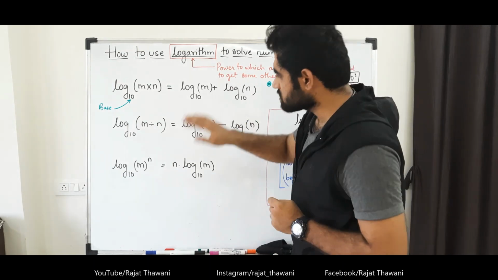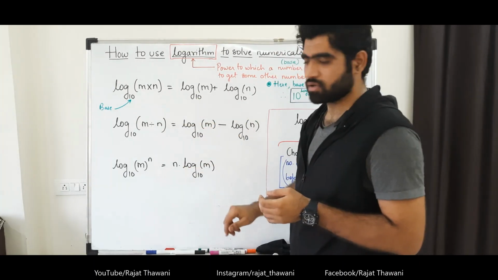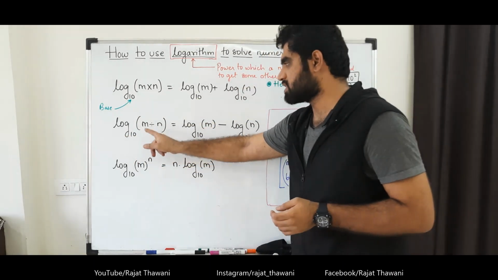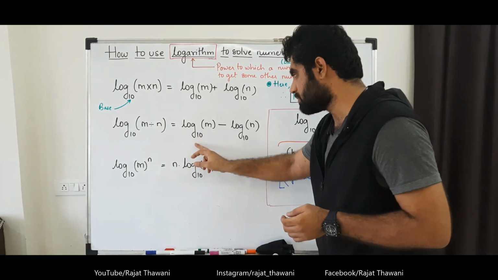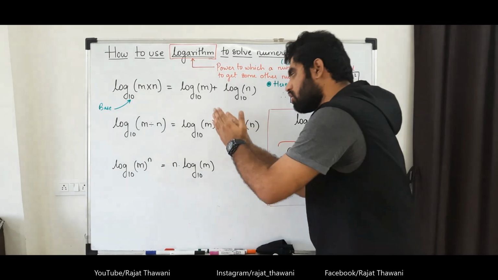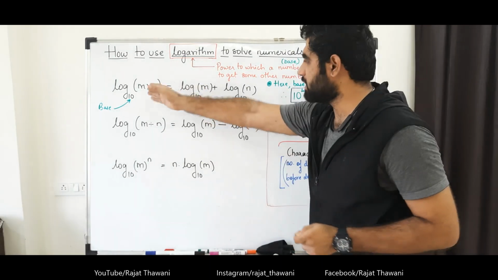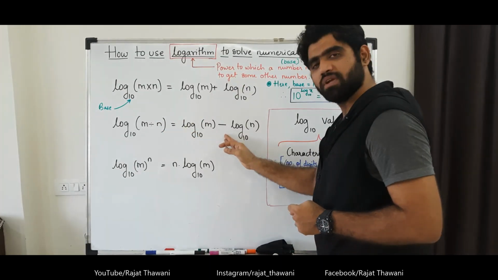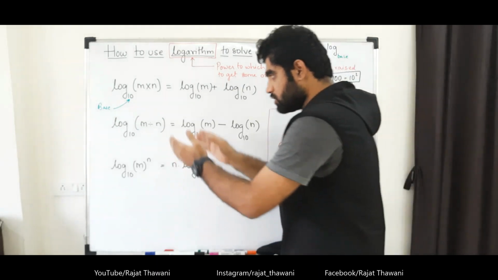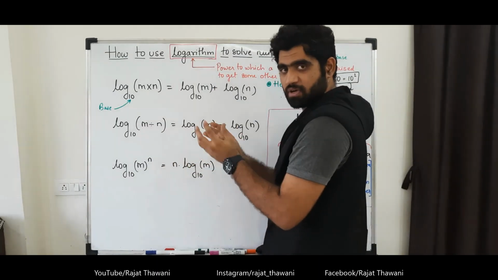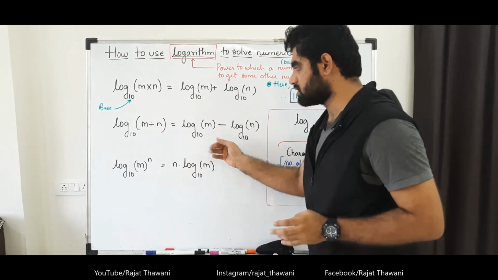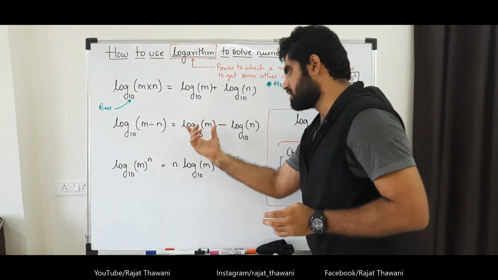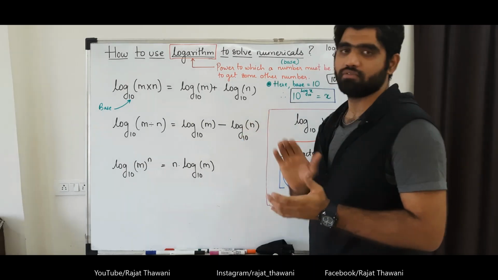Similarly, for division there is a rule again. Log to the base 10 of m divided by n is log of m minus log of n. So multiplication becomes addition, division becomes subtraction. If I take m divided by n and get a particular value, its log will be equal to the RHS, that is, log of m subtracted by log of n.